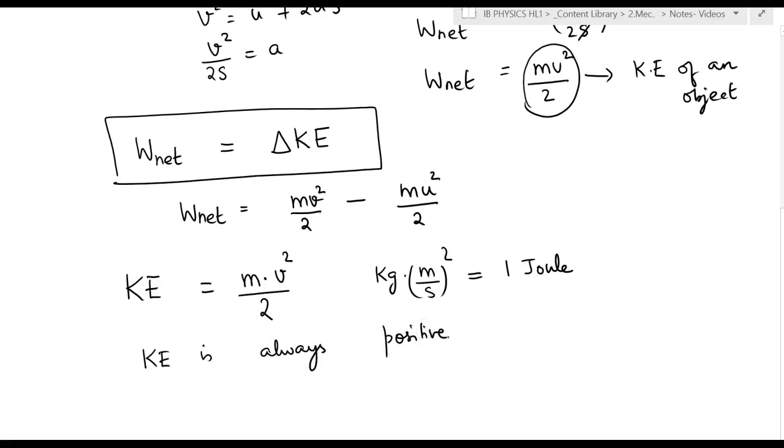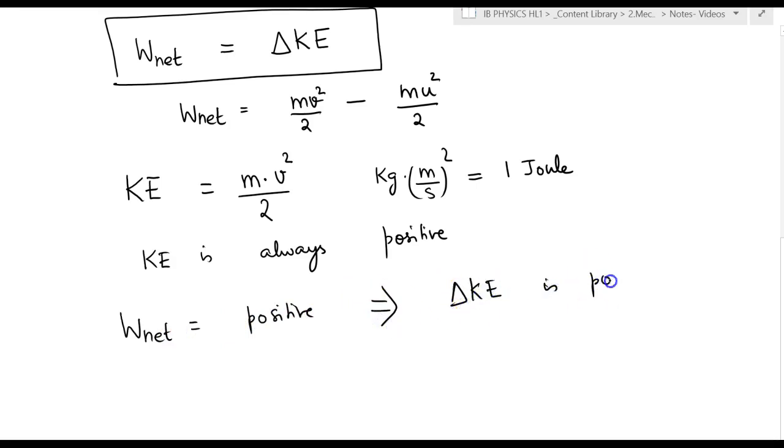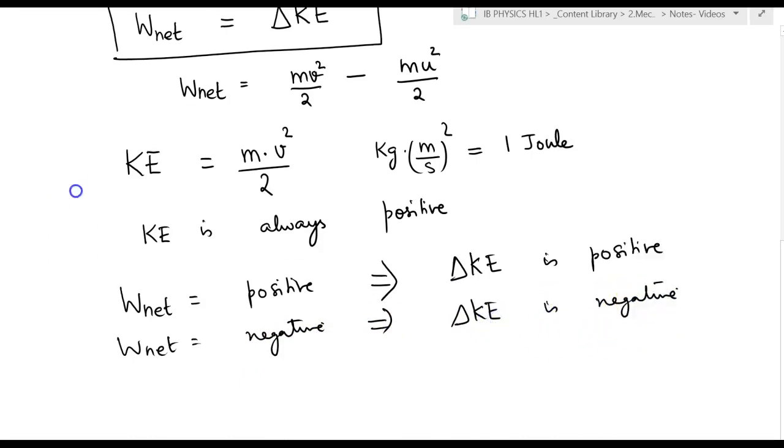So how does this work-kinetic energy theorem allow us to understand situations? If your net work done is positive, this implies that your change in kinetic energy is positive. That means there is an increase in kinetic energy. If your net work done is negative, then this implies that your change in kinetic energy is negative. That can be easily understood by looking at some situations.